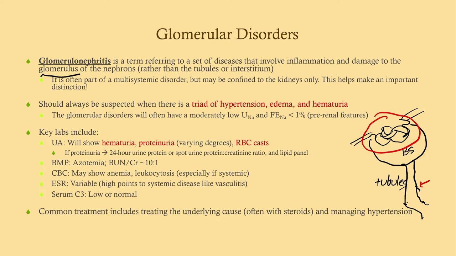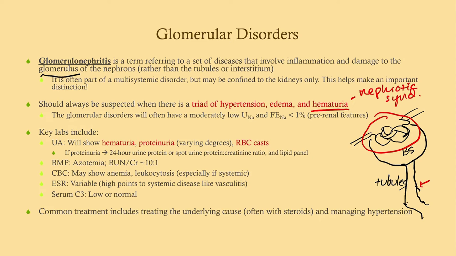Now, the triad that's classically associated with glomerular disorders is hypertension, edema, and hematuria. But this is more something you're going to see in nephrotic syndrome. And not all of these lead to nephrotic syndrome, so you can't always rely on that. However, hematuria in an otherwise healthy patient or in a patient with other symptoms should lead you to consider glomerular disorders. When you do your urinalysis, it will show the hematuria.